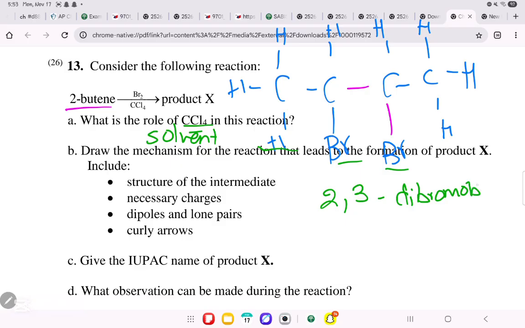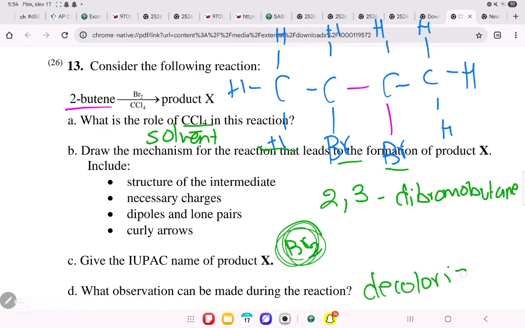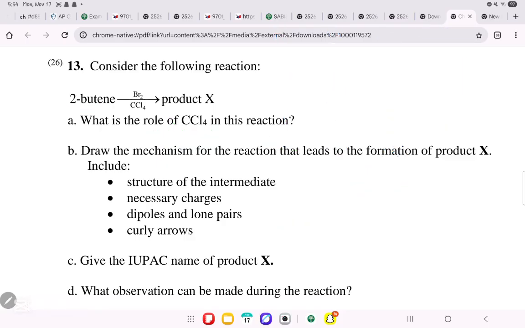Dibromobutane. Now what observation can be made during the reaction? Br2 is a brown or orange liquid. If it will undergo this reaction, it will form a single compound, and what will happen? It will decolorize. Okay, so the bromine solution is decolorized.